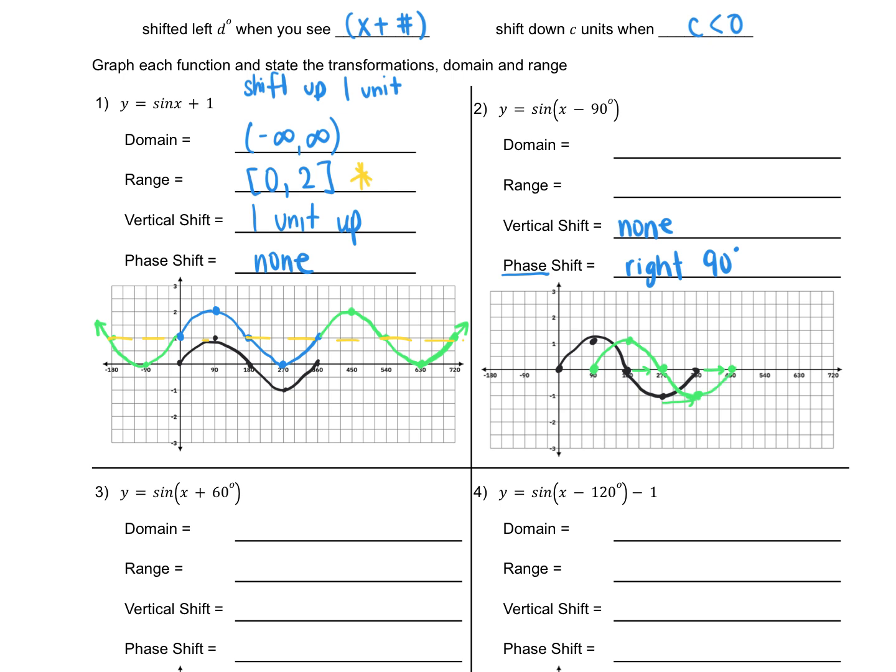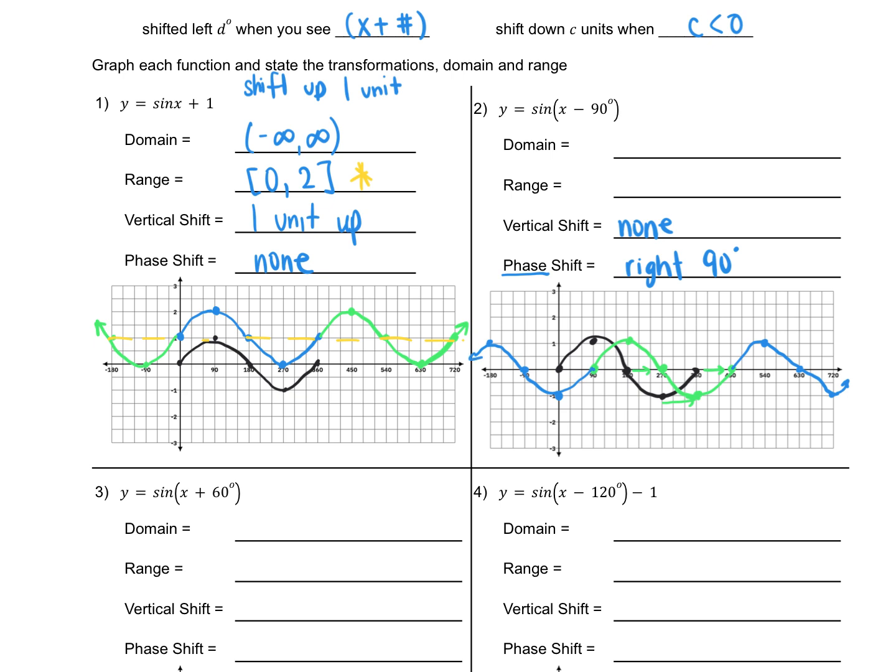And I'm going to continue this pattern. Every 90 degrees, hop to my next key line or point. So up to the max, down to the midline, down to the minimum. There's a little bit more. I'll do the same thing to the left. From this point here, I need to go to the minimum, to the midline, to the maximum.